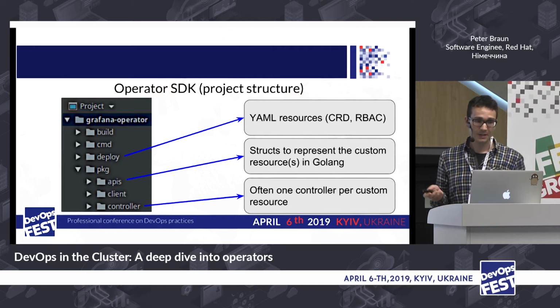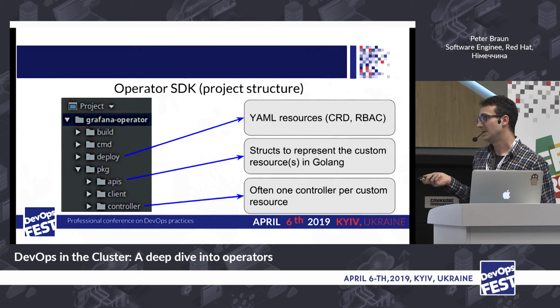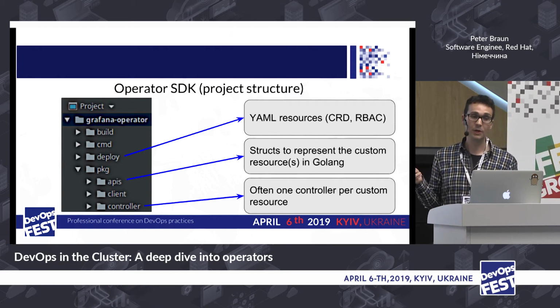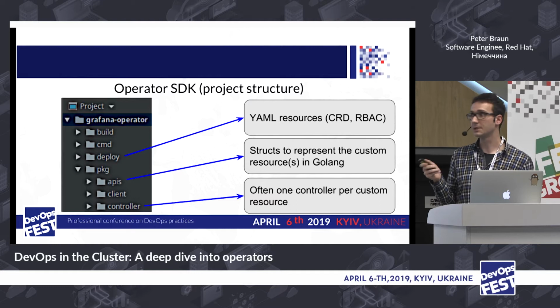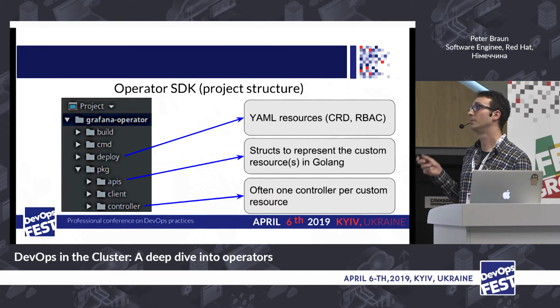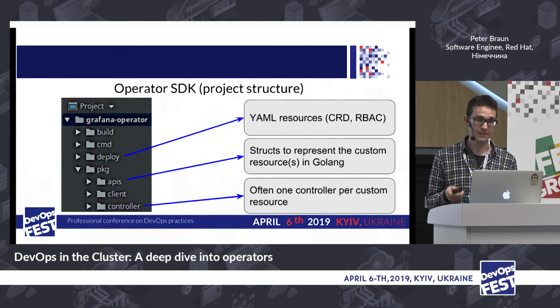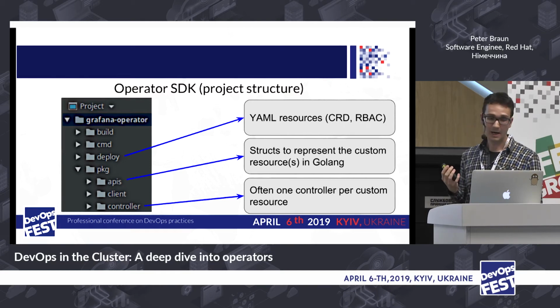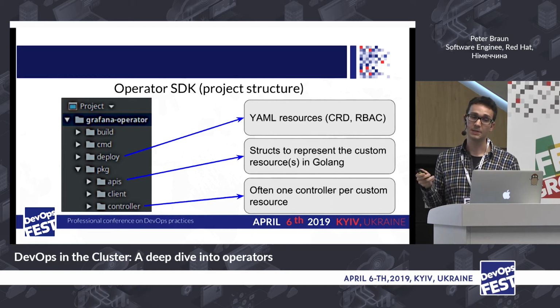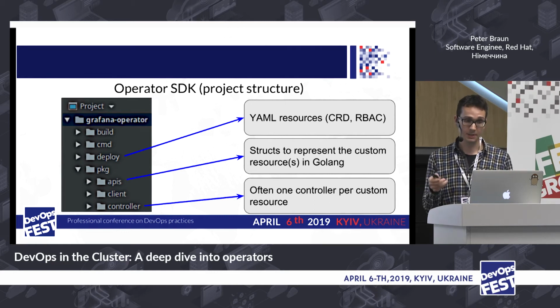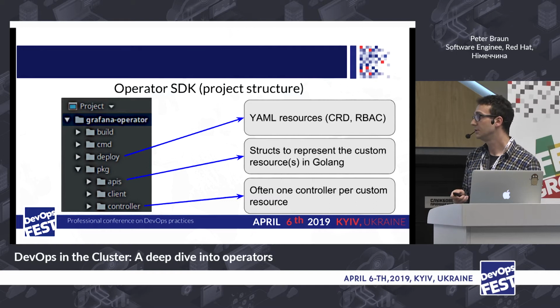So there's 3 main directories that are of interest here. Deploy contains all the YAML stuff like custom resource definitions. It has a role binding, and a service account to grant your operator all the permissions it needs. APIs contains all the Golang structs to match those custom resources or the custom resource, and functions to do this mapping. And controller contains the actual implementation of your controller. Usually you will have 1 controller per custom resource that your operator handles.